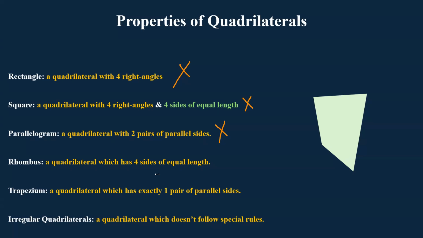Jacob, is this shape a rhombus? It's not a rhombus because if you see, it doesn't have four sides of equal length. Perfect. It doesn't have four sides of equal length. We don't even need to get our ruler out, do we? We can see clearly the sides aren't equal in length.